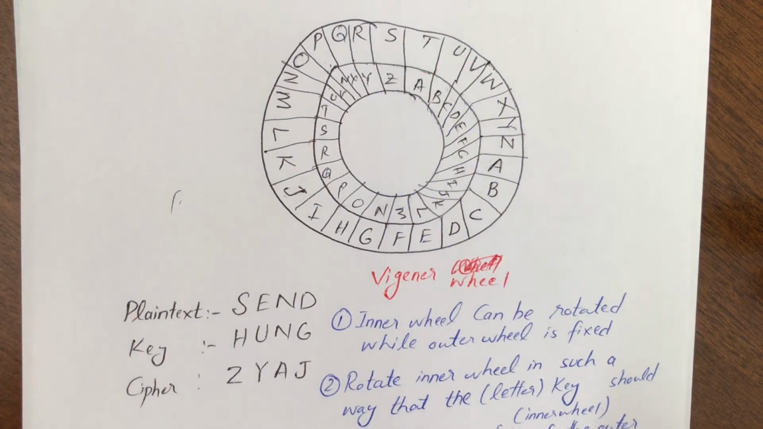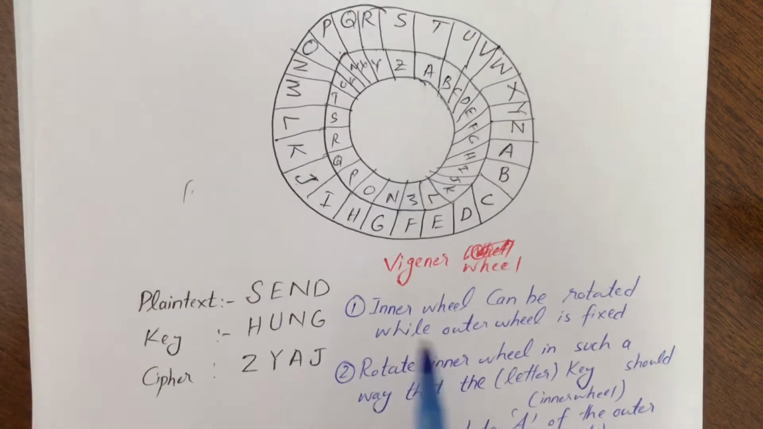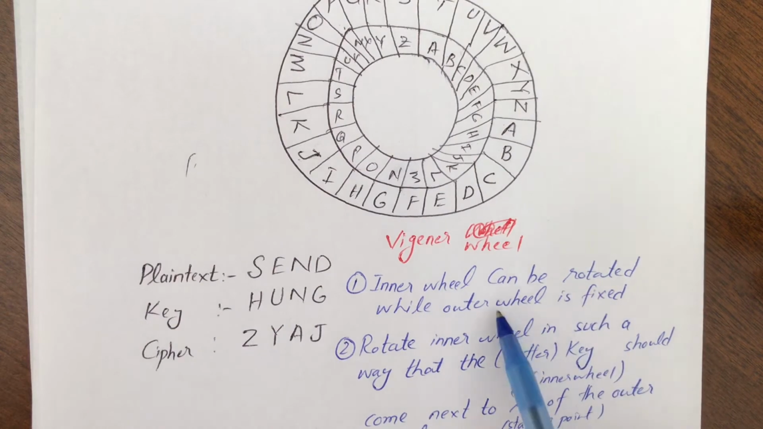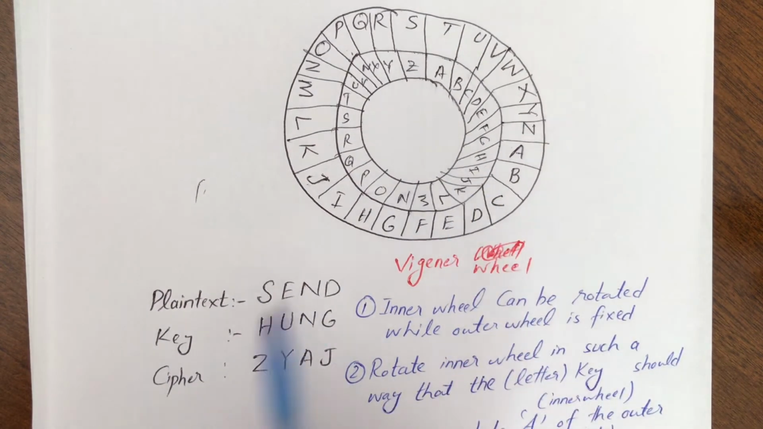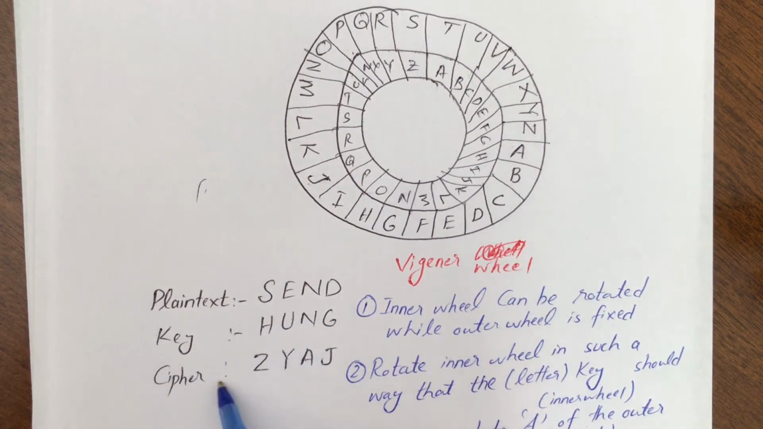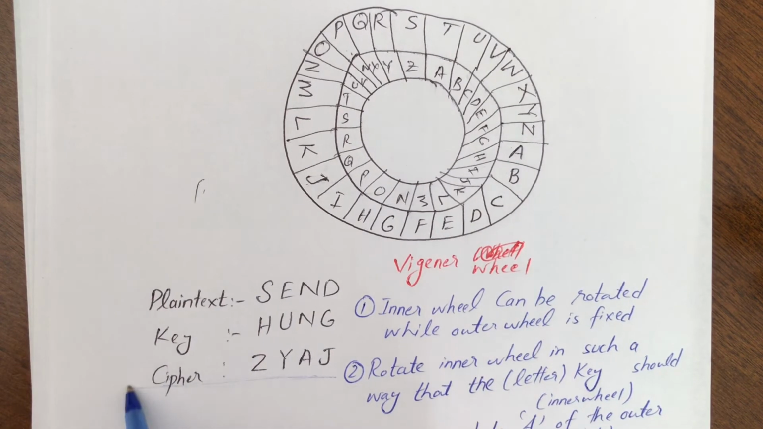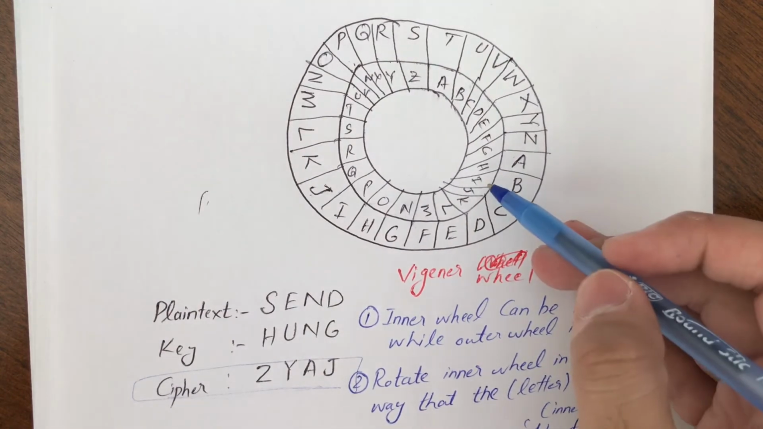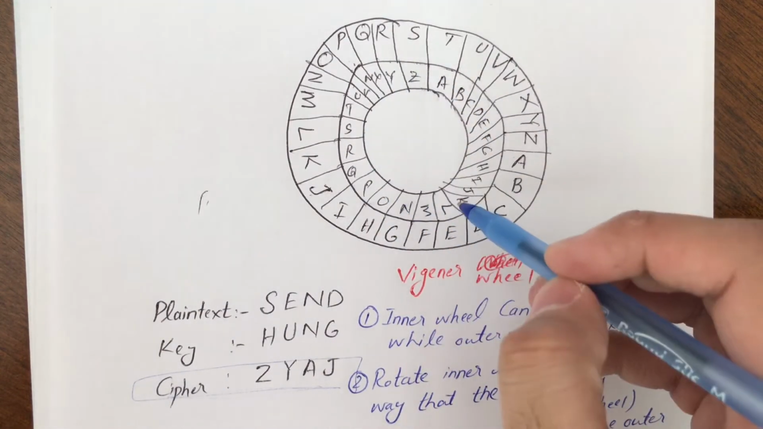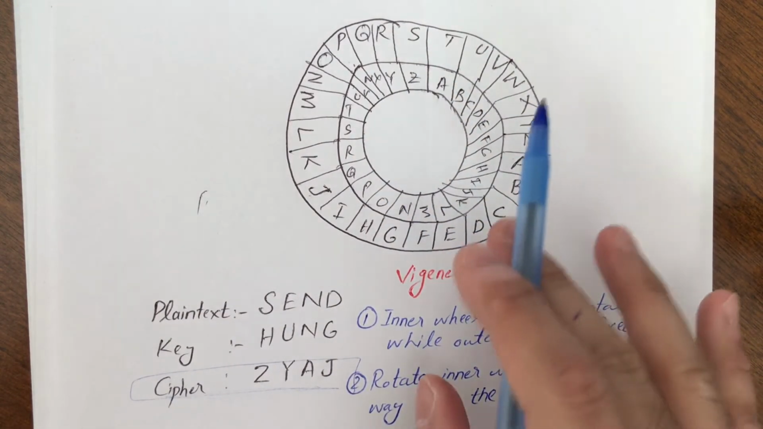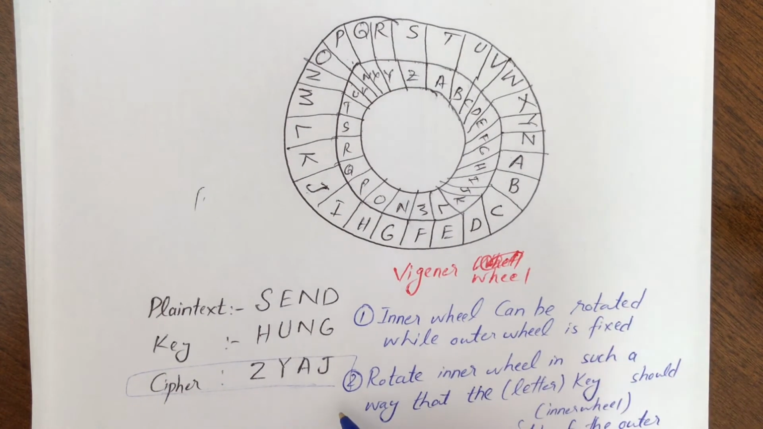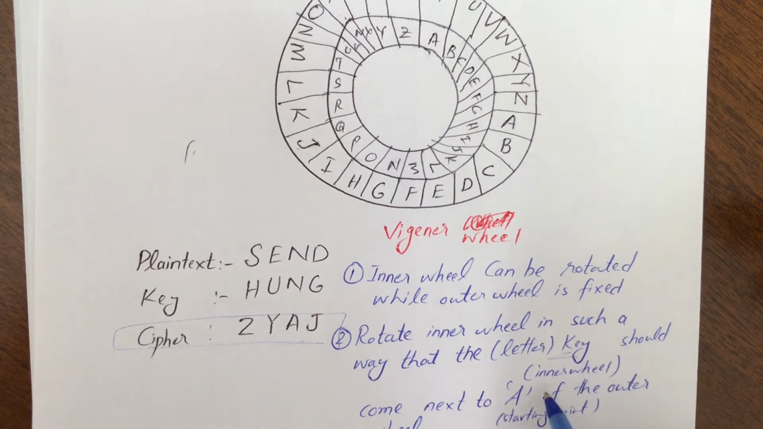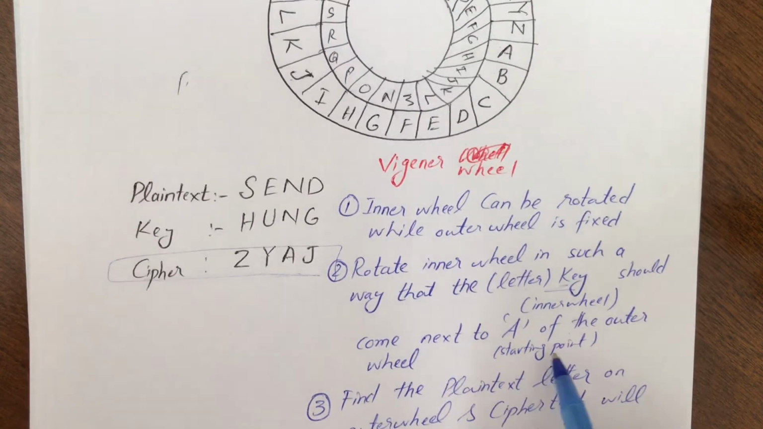Now understand that. If you see down here, the first rule is that the inner wheel can be rotated while the outer is fixed. So this is our plain text, that's the key, and this is the ciphertext. Let me show you how we calculated this ciphertext. The inner wheel we can rotate, and the outer wheel is fixed just to read the messages or plain text. So we need to rotate the inner wheel in such a way that the key comes next to A of the outer wheel.